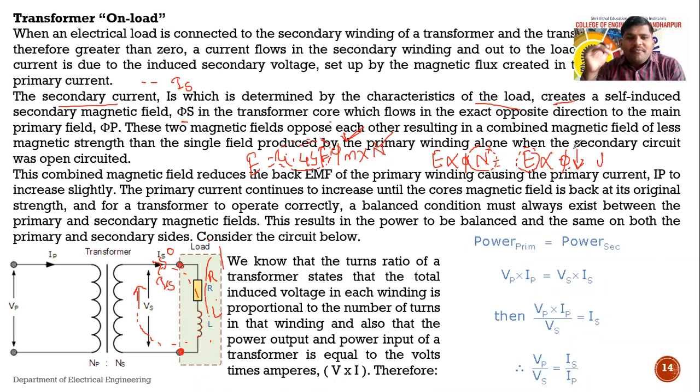And if the induced EMF decreases, that means the back EMF produced decreases. So if the back EMF decreases, then the transformer will take more primary current, or the current taken by the primary will slightly increase. The primary current continues to increase until the core magnetic field is back at its original strength, that is, until the EMF induced and the supply voltage are equal. Up to that, the current taken from the supply will increase.